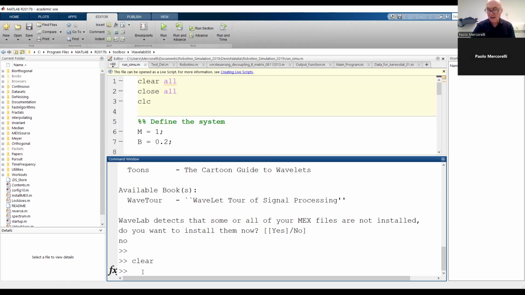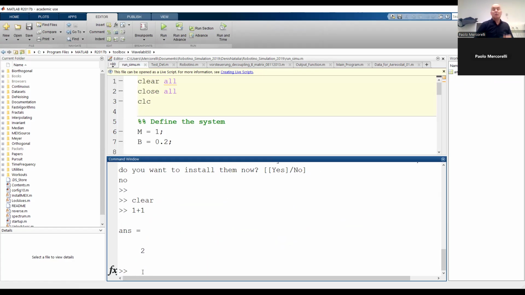Here, for instance, if I write 1 + 1, we can see ans equals 2. We don't need MATLAB to do that, but it shows you that on the right, in the workspace, we have a variable called ans with the value 2. Here is a region in which we can put comments. 1 + 1 is not a command. Clear is a command. If I enter clear, I clear the memory of MATLAB, and we can see that the variable ans is not present anymore.